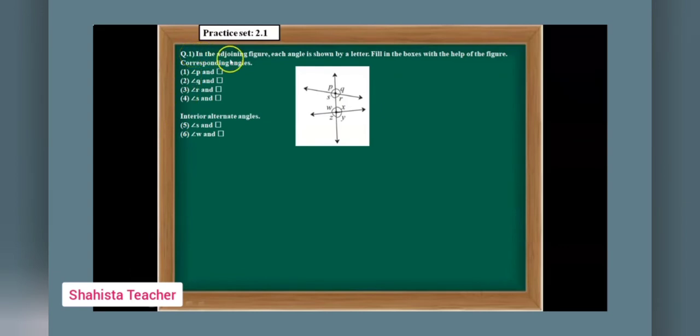Now here in the adjoining figure, each angle is shown by a letter. You can see in this adjoining figure there are letters given. Okay, see here P, Q, R, S, W, X, Y, Z. These all are letters. So each letter here represents an angle.